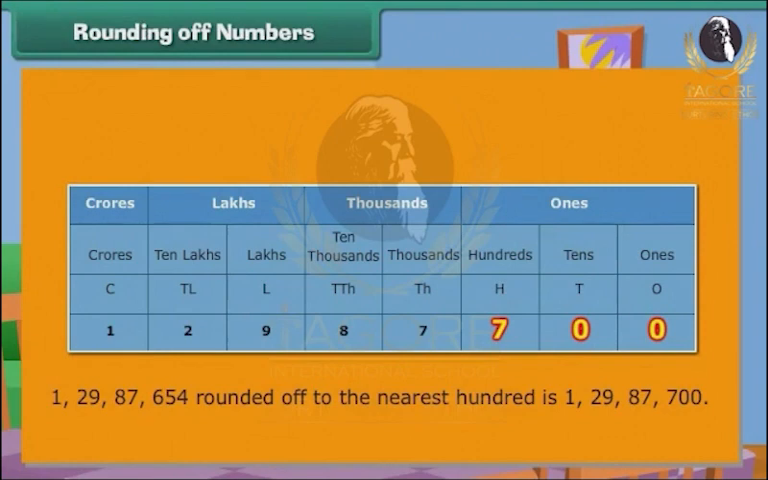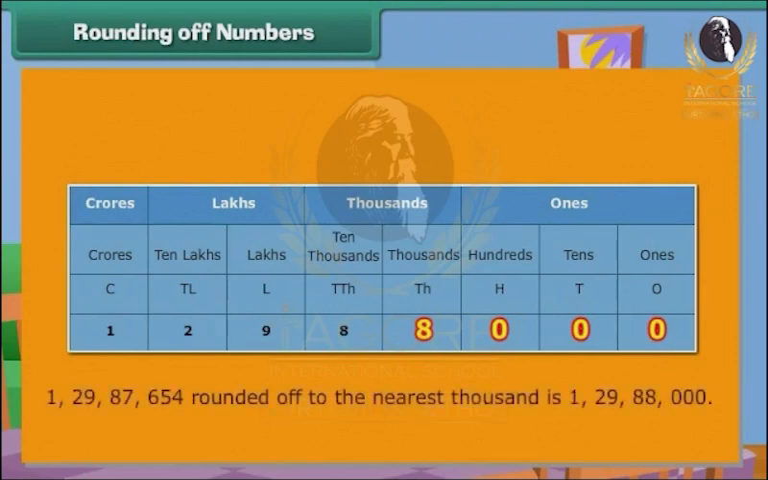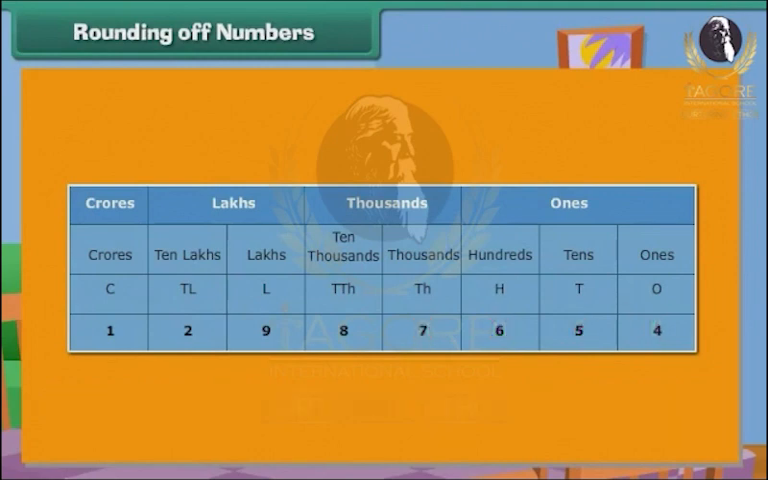We now round off 12987654 to the nearest 1000. Take a look at the digit at the hundreds place. It is 6. 6 is greater than 5. We replace it and the digits following it with 0. We increase the digit at thousands place by 1. 12987654 rounded off to the nearest 1000 is 12988000.